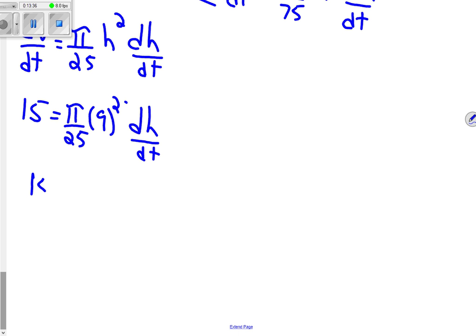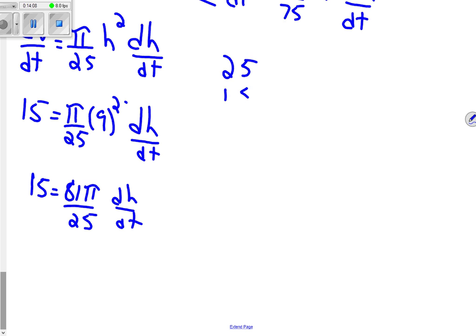So this is now 15. 9 squared is 81. Now, let's solve this like they would in university, without a calculator. First, I have to get dh/dt by itself. So I'm going to multiply 25 over to the other side. So let's do that: 25 times 15.